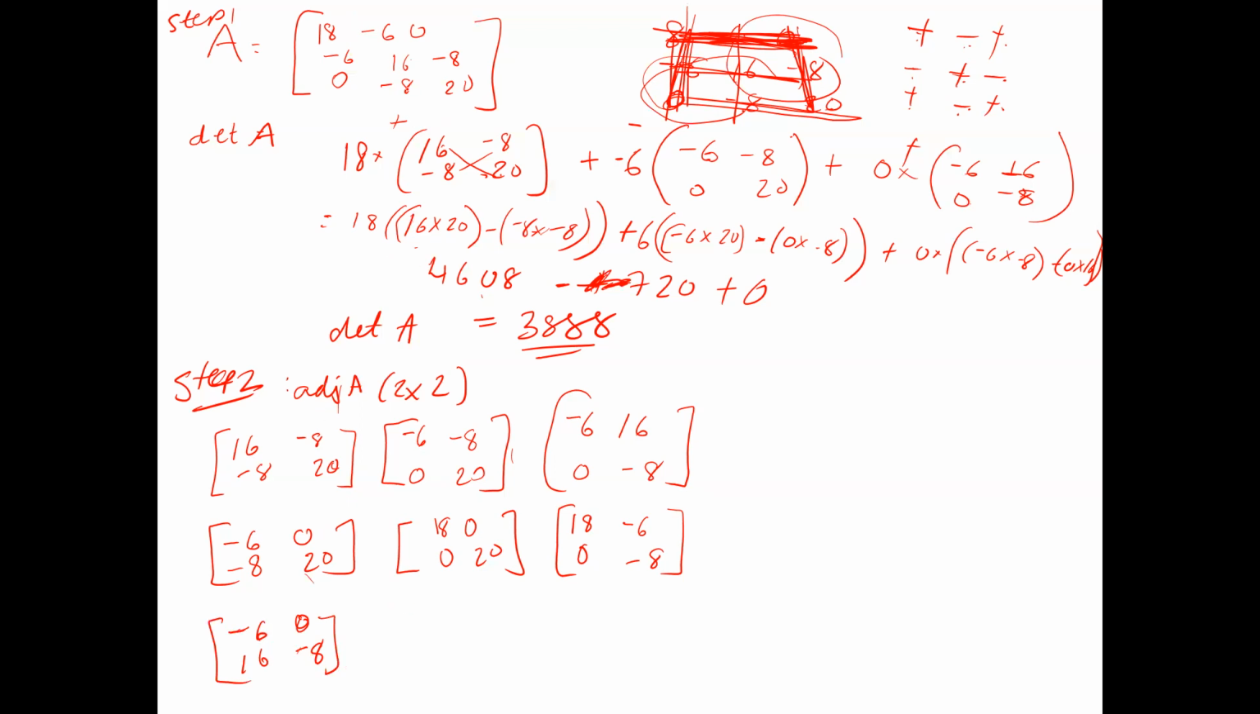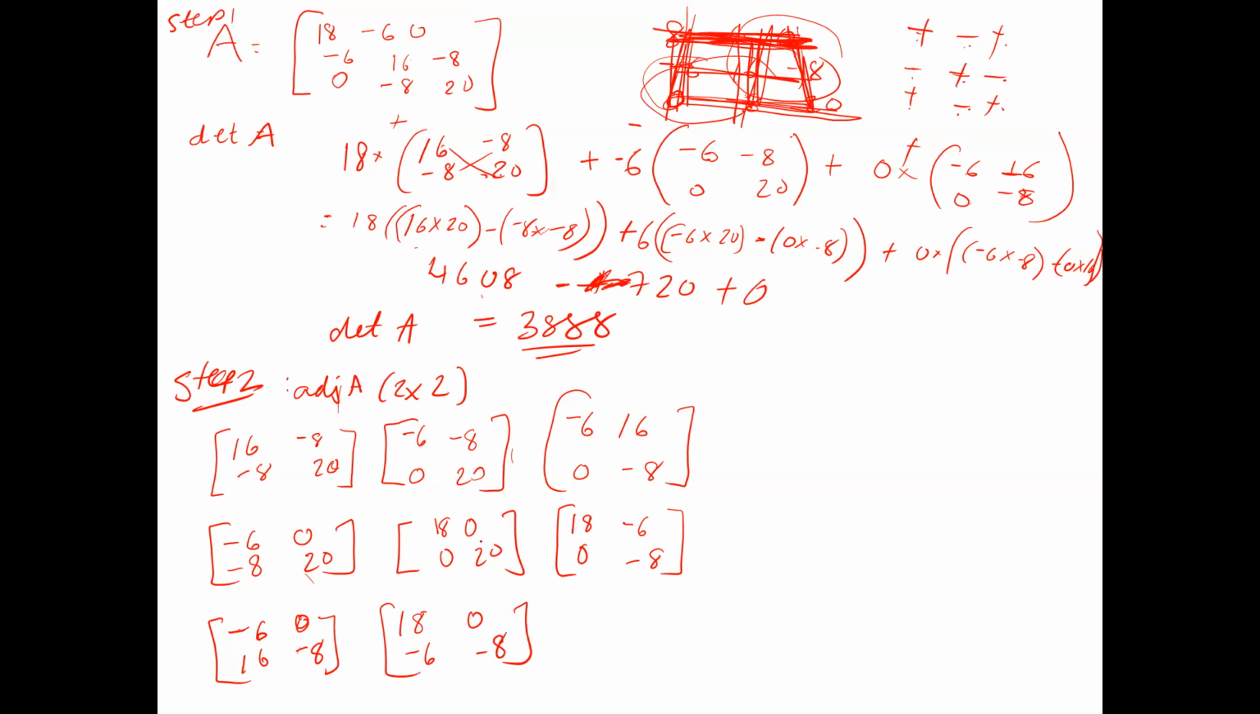Now for this one, we close down this one. For this one, cancel this one and that one. Then it will be 18, minus 6, and 0 and minus 8. Okay. 18, minus 6, 0, minus 8.